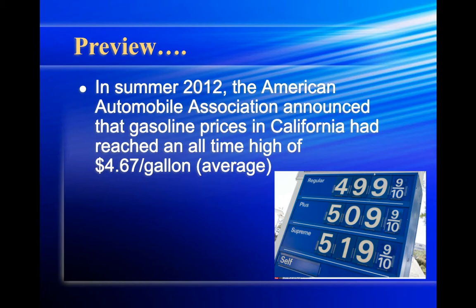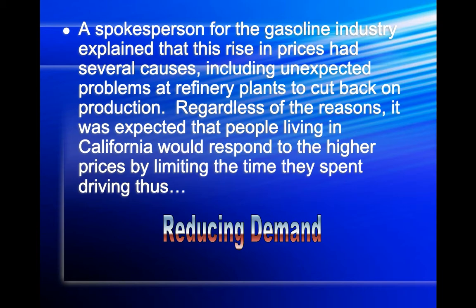In the summer of 2012, the American Automobile Association announced that gasoline prices in California had reached the all time high of $4.67 per gallon. And a spokesperson at the time for the gasoline industry said that the reason this was happening is there were a whole bunch of things affecting the supply side, including unexpected problems at some refinery plants that were causing a cutback in production. And demand was also at a high. So, regardless of all the reasons, it was expected that people living in California would respond to the higher prices by limiting how much they were driving.